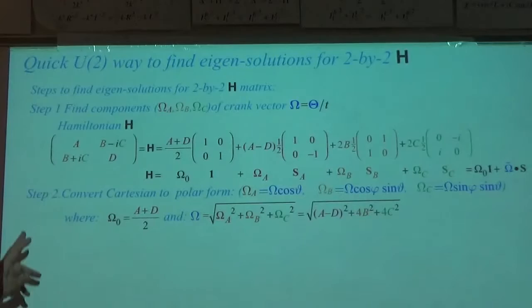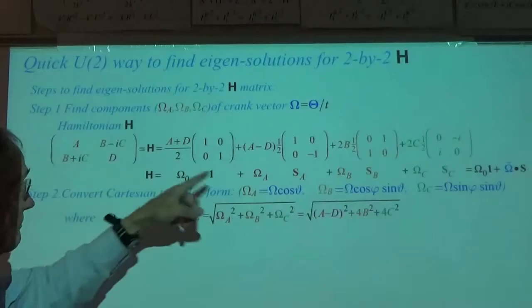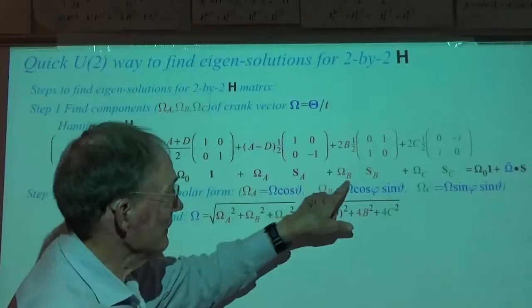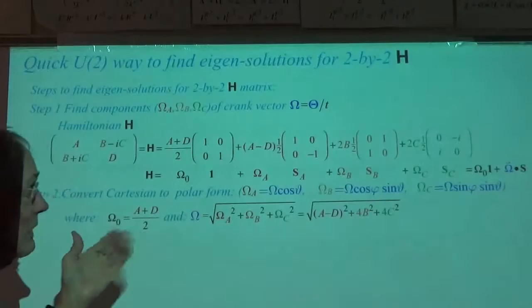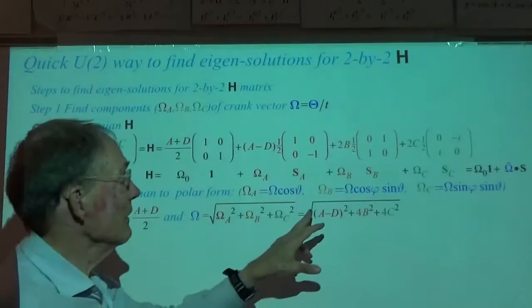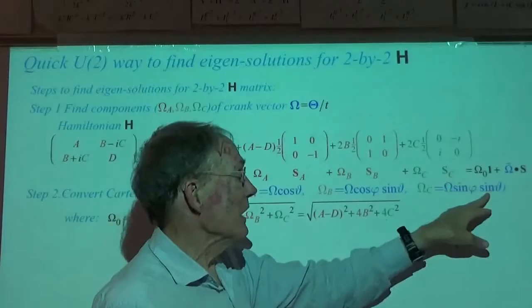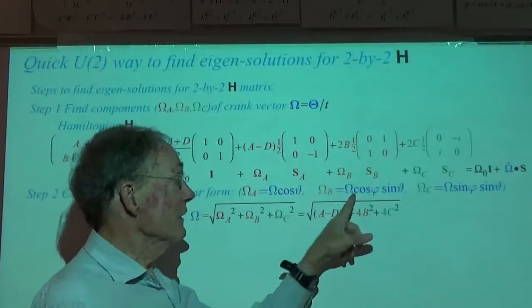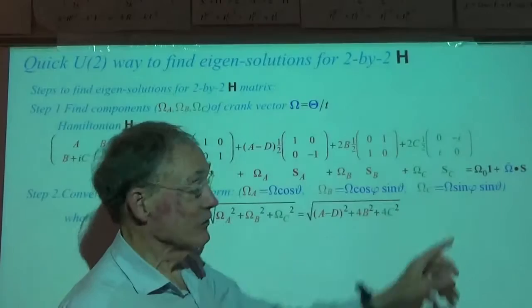Now, this step one, of course, is do the expansion of this. That's pretty easy. But then convert the Cartesian A, B, and C, that's X, Y, and Z, into a polar form. There's the Z-like polar form, there's the X-like polar form, and there's the Y-like polar form, with both of them having sine, and this one has a cosine, and they have the two projections on the X and Y axis, right?